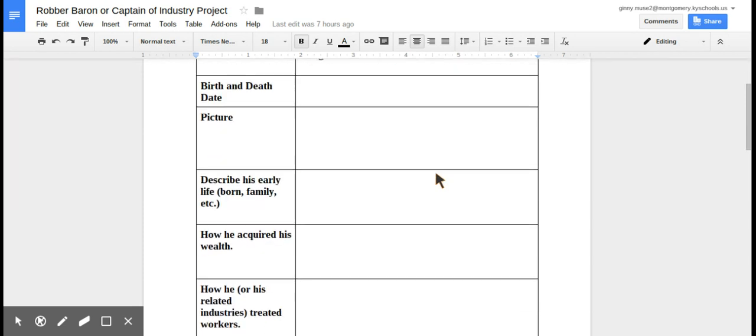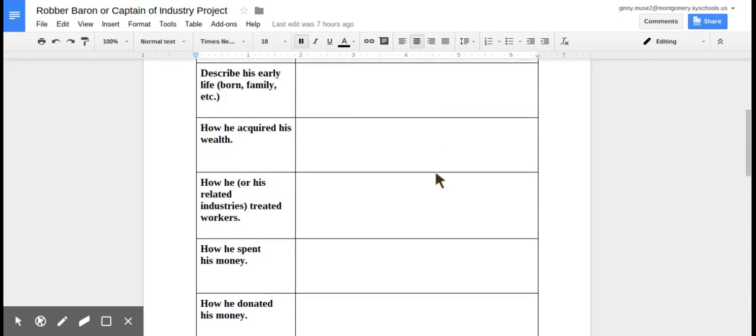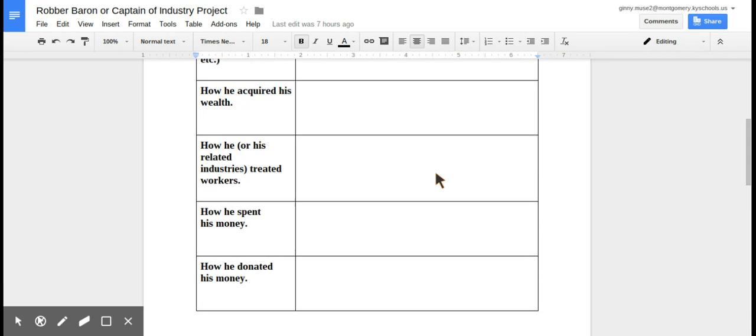Tell me about his early life. Was he born into money or born into nothing? How did he acquire his wealth? Where did he start his business? How did it grow so quickly? How did they treat their workers? This is a big thing when you're thinking of what kind of person he is. What did he do with his money? Did he have insane houses? Look up. Some of these guys had just ridiculous wealth, and they bought crazy things and huge homes. Tell me all about that if they did.